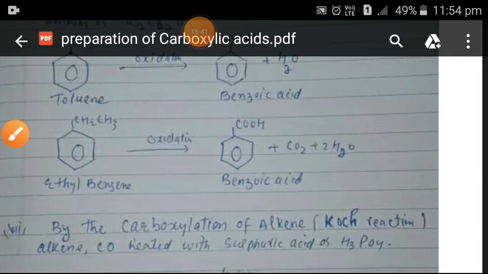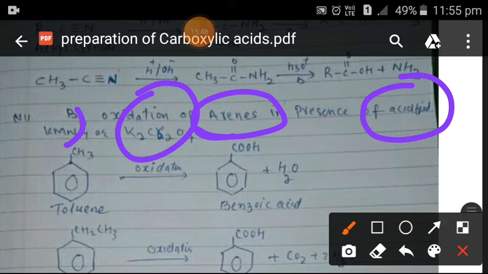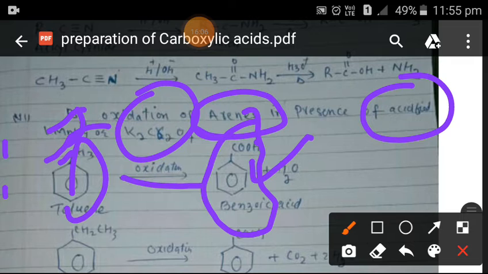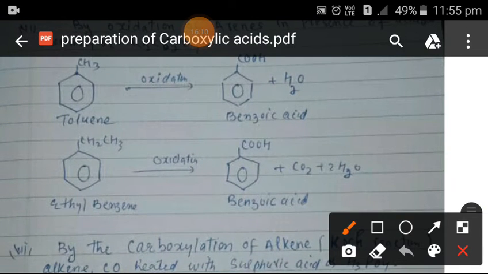So it is a preparation from the oxidation of arenes in the presence of acidified KMnO4 or K2Cr2O7. Clear? So in the presence of acidified potassium dichromate or KMnO4, these aromatic compounds undergo oxidation to form benzoic acid. Clear? Aromatic benzoic acid. So this is toluene, it forms benzoic acid. Similarly, the compound here is ethyl benzene, under oxidation it forms benzoic acid. Clear?